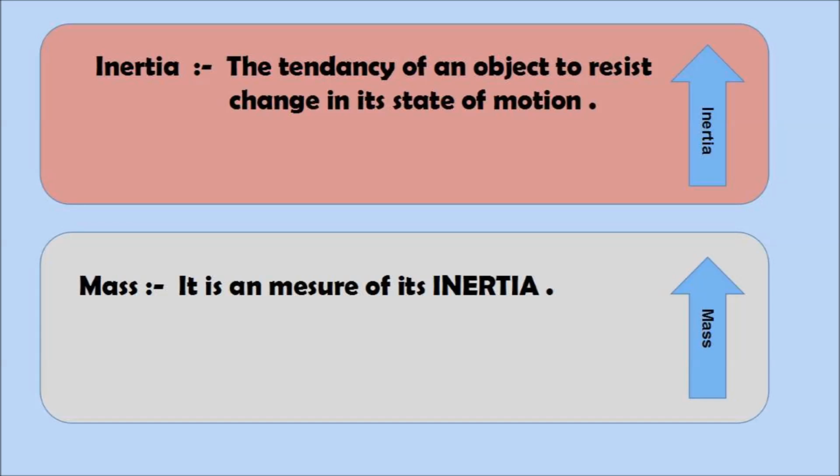Lastly, we see the difference between inertia and mass. We know that inertia is the tendency of an object to resist change in its state of motion, and mass is a measure of its inertia.